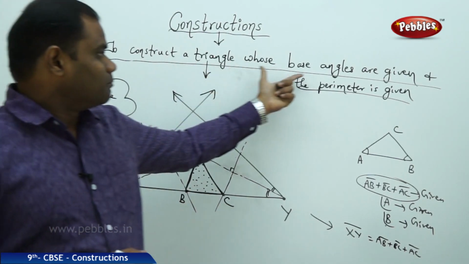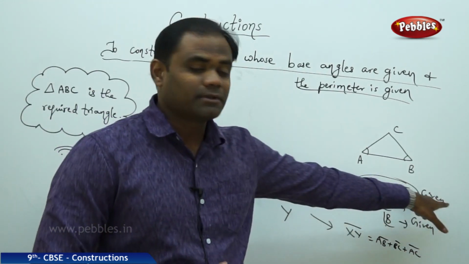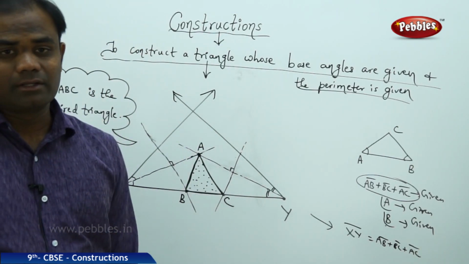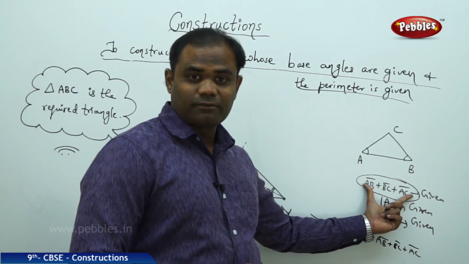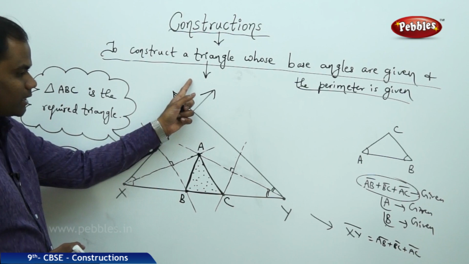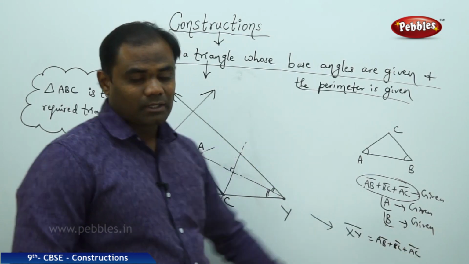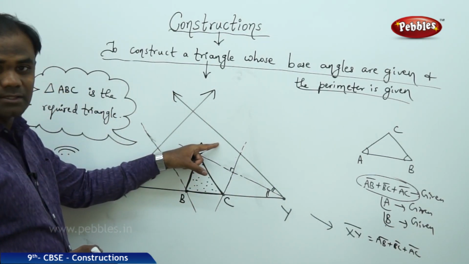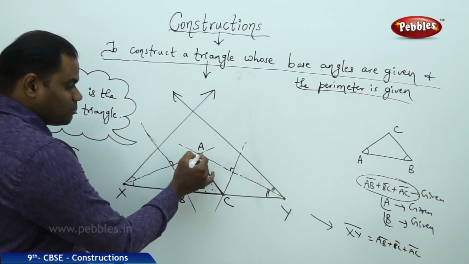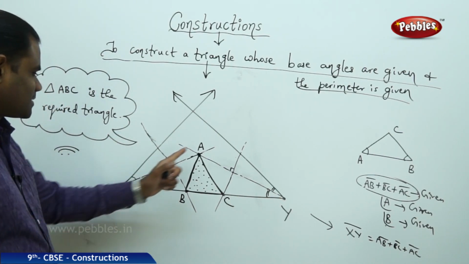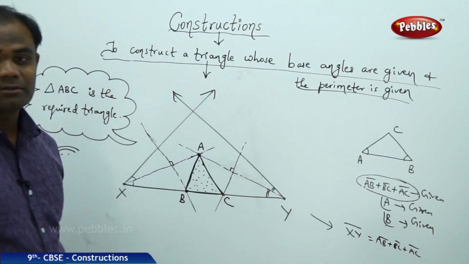So if base angles are given and the perimeter of the whole triangle is given, that is sum of all sides of the triangle is given, we can construct a triangle using this process. Take the base with the measurement of the perimeter of the triangle. From X, draw an angle equal to angle A. From Y, draw an angle equal to angle B, and then draw the angular bisector of X, and from Y, draw an angular bisector of Y, and then they meet at point A. So from XA, draw the perpendicular bisector, and for line segment AY, draw another perpendicular bisector.